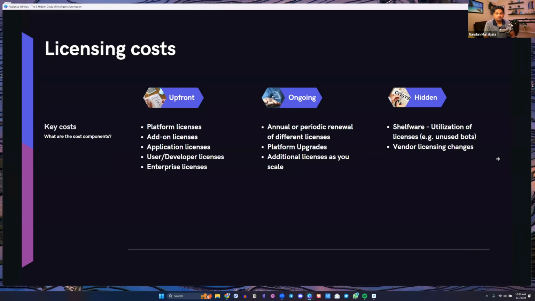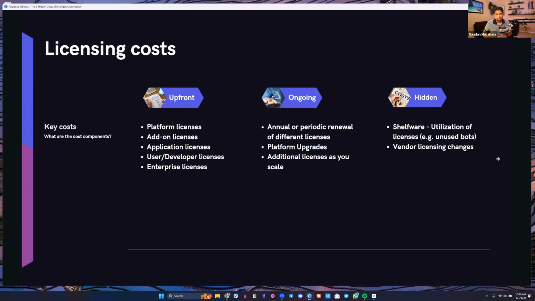So a lot of shelfware lying out there, whether it's the platform licenses which you have to buy upfront, or a lot of add-on licenses you get for intelligent automation. You go to the UiPath license page, there is a whole list of licenses that you can purchase, whether it's an IDP or a process mining. Then there may be some application licenses or user developer licenses, like UiPath again, the developer licenses, which are the Studio licenses.